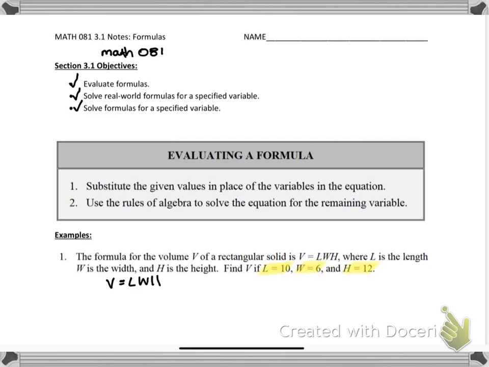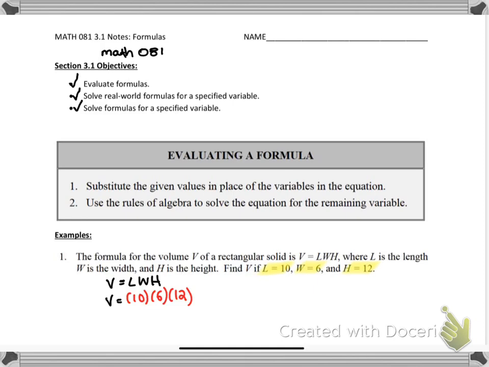V is equal to LWH. And then we know that the length is equal to 10. So in place of L, I'm going to write 10. In place of W, I'm going to write 6. And in place of the height, I'm going to write 12. Okay, so far so good.